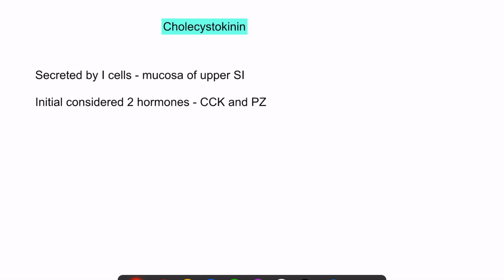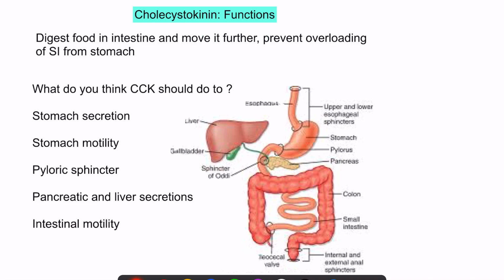Okay. Now moving on to the next hormone, that is cholecystokinin. Cholecystokinin is released by I cells which are present in the mucosa of upper small intestine. Initially, actually, it was considered as two hormones, CCK and PZ, that is cholecystokinin and pancreozymin. Now it is realized it is only one hormone, that is cholecystokinin. So in some places you will see it written as CCK-PZ. It is the same thing. Okay. So what is the fundamental function of cholecystokinin? Digest food in intestine, move it further and prevent overloading of small intestine from stomach.